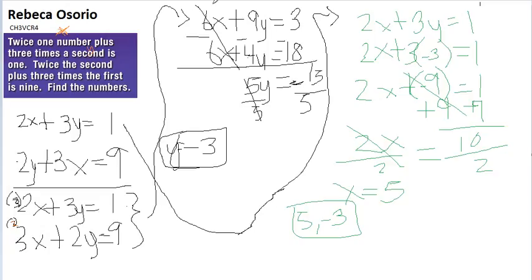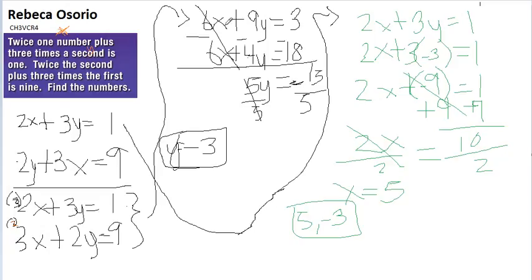And I brought it up here, and for the first equation I got 3 times 2x is 6x plus 3 times 3y is 9y equals 3 times 1, which is equal to 3. Then I went ahead and did the second equation, which is 2 times 3x is 6x plus 2 times 2y is 4y, and then that equals 2 times 9, which is 18.